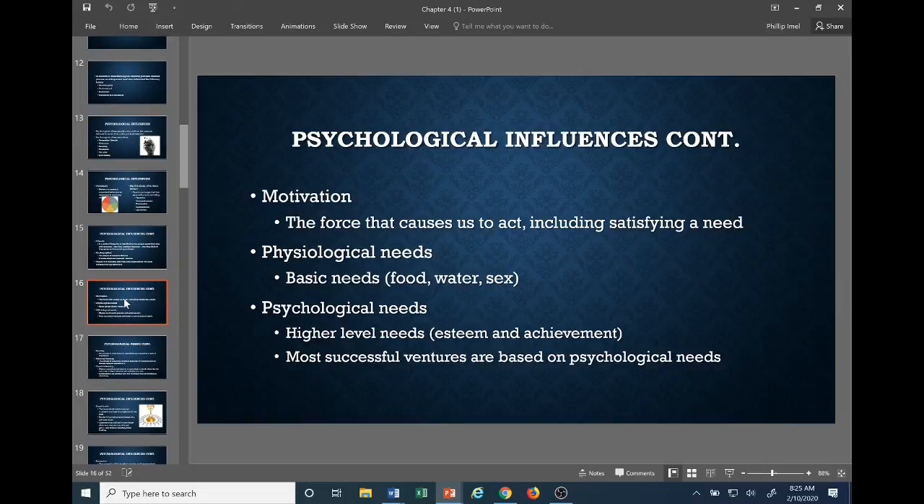So here they're saying that if you focus on psychological needs instead of needs of people that they actually have to have, then most ventures are going to be more successful in that. Why, I'm not really sure.